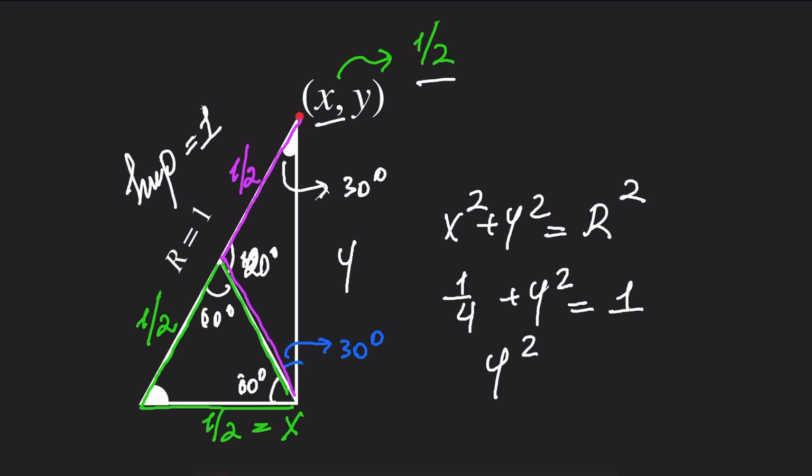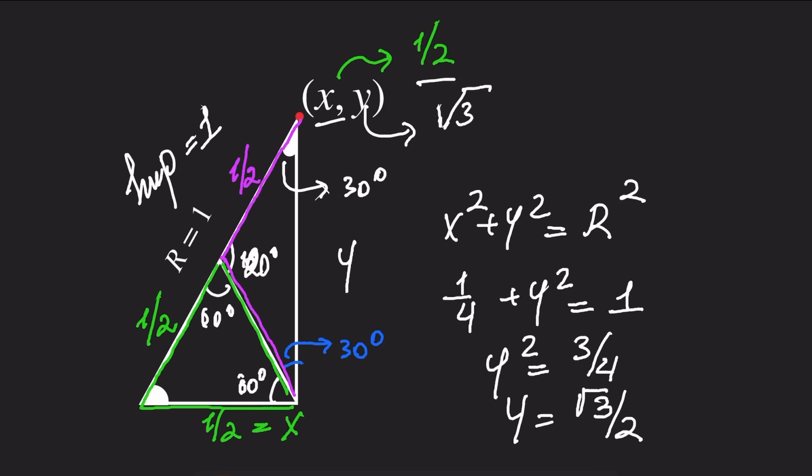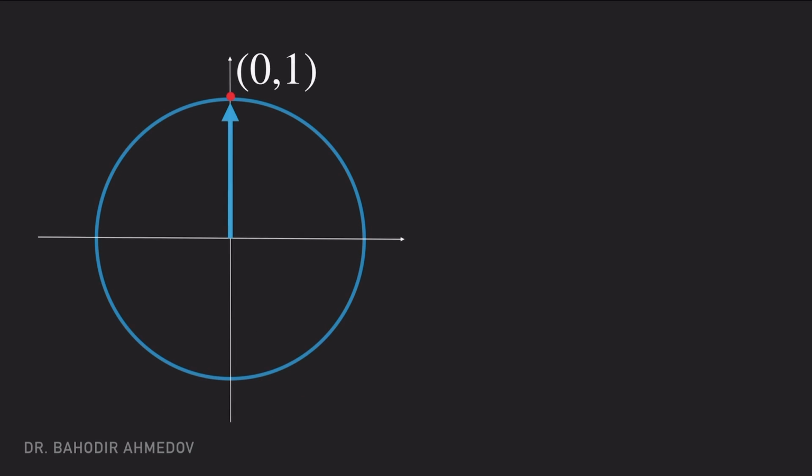So if I find y squared from here, I need to subtract 1 over 4 from 1, which is going to be equal to 3 over 4. Then y is going to be equal to the square root of 3 over 2. Okay, so this point is going to have the coordinates 1 over 2 and square root of 3 over 2. And essentially, I can find the values of the trigonometric functions by finding the coordinates of that point.